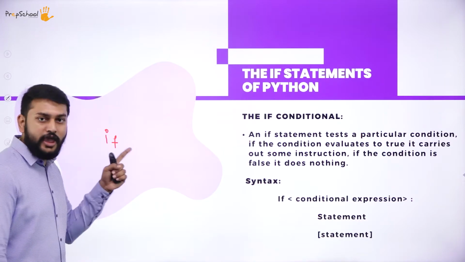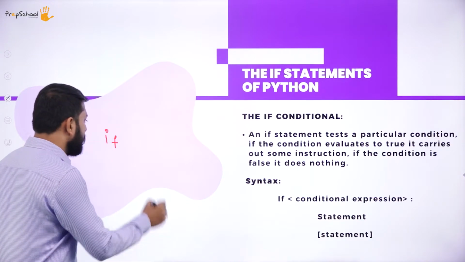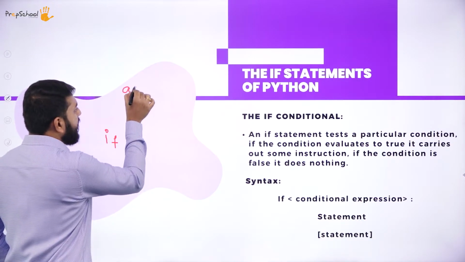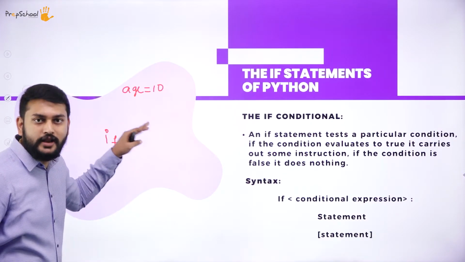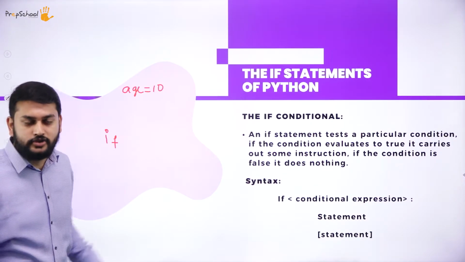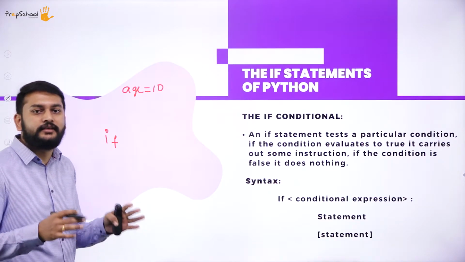Then followed by if, whatever the condition that I have to test, I have to give it here. Imagine I have age as a variable, and I'll just give it as 10. I'm storing it, right? So age is equal to 10. So age is a variable. I just wanted to check whether age is greater than 10 or not.